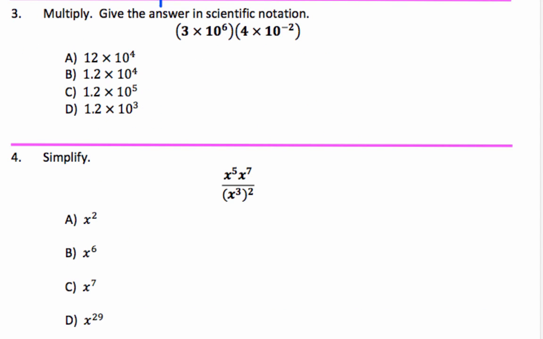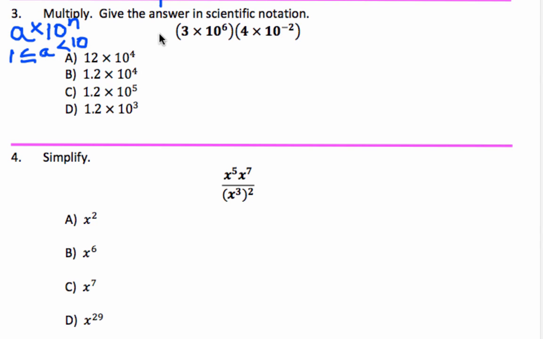In problem number 3, you need to multiply two numbers, both of which are in scientific notation, and place the result in proper scientific notation form. Now, a number is in proper scientific notation form when it's of the form a times 10 to the n, where a has to be between 1 and 10. 1 is included, but 10 is not.